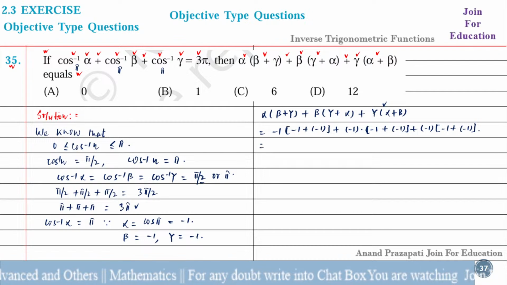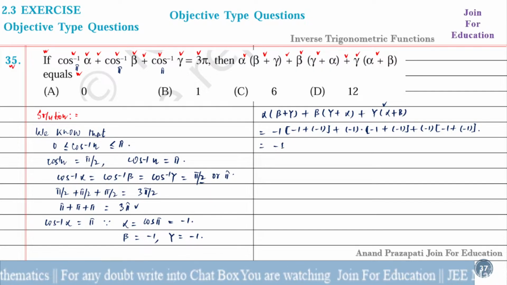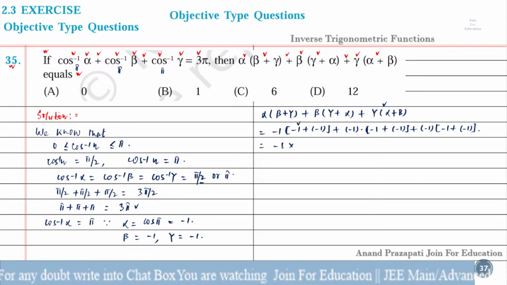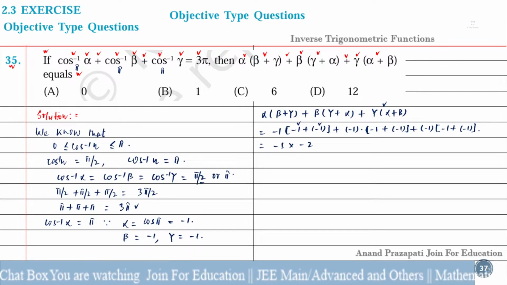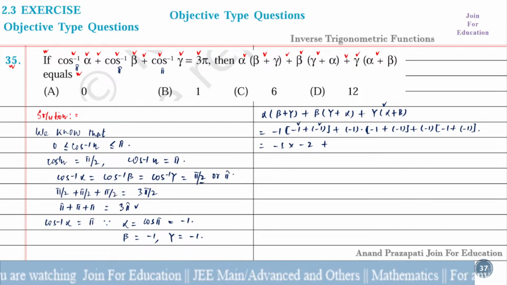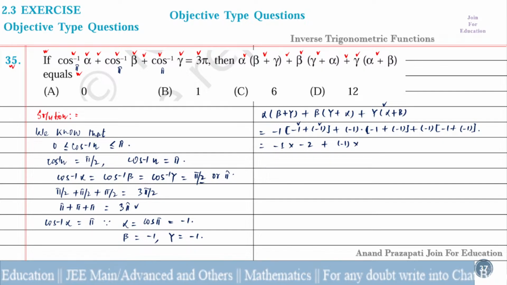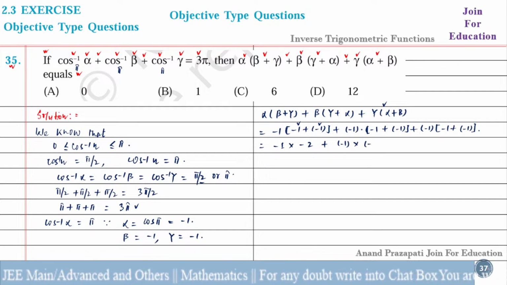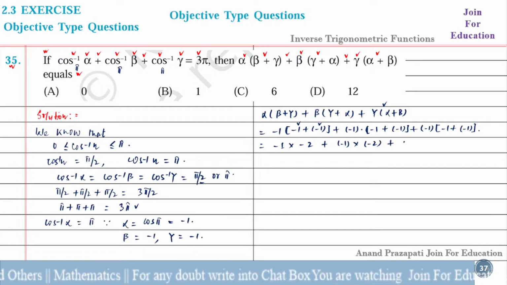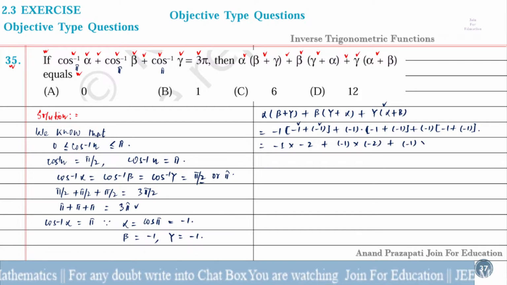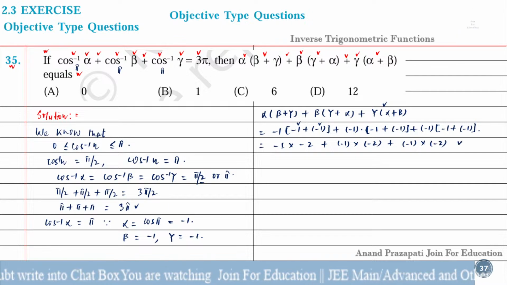So here will be the next step: -1 into, and we write down here -1 plus -1 equal to -2, and so on. We write down here -1 into -2. Again we write down here -1 into -2. There is no problem to understand up to this step.